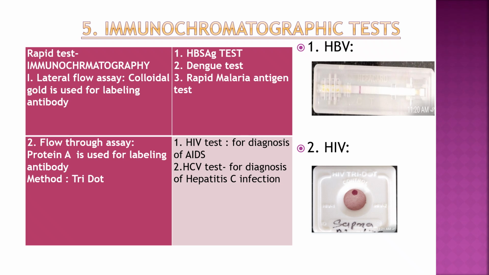In lateral flow, colloidal gold is used for labeling antibody, and examples or applications are the HBsAg test, dengue test, and rapid malaria antigen test. In flow through assay, protein A is used for labeling antibody, and the method is the tridot. Its application is in the HIV test for diagnosis of AIDS and the HCV test for diagnosis of hepatitis C infection.